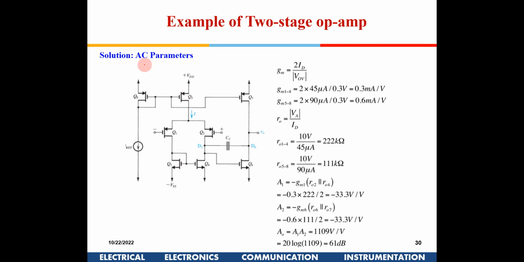Then similarly, finding out the AC parameters. Now you have to find out gm. So gm is 2ID by VOV, right? And you have to find gds, r0. So r0, this is the formula, VA by ID. That is given here. Now for the first stage, the gain is A1 = gm R2. So you will get the first stage gain. The second stage gain is gm6 times r06 and r07 in parallel.